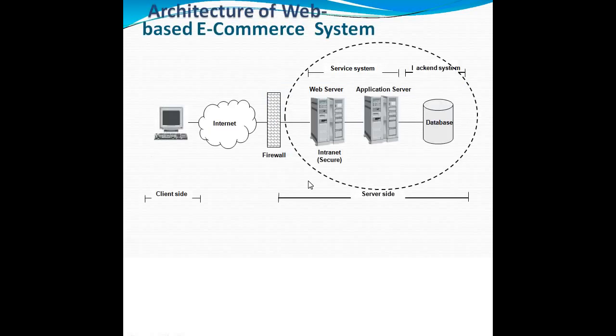Now, the architecture of a web-based e-commerce system, like client side and server side. On the client side, the client sends requests with the help of the internet. Firewalls are basically there for security, and on the server side it interacts with intranet web applications or server applications related to their database. The database works as a backend. Now web server and application server. Web server, you can say the intranet, which we will use within our company. So that is the intranet, and the internet is used all over the world.